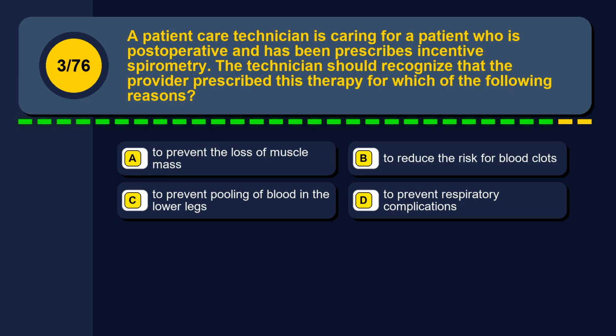Question 3. A patient care technician is caring for a patient who is postoperative and has been prescribed incentive spirometry. The technician should recognize that the provider prescribed this therapy for which of the following reasons? Option A. To prevent the loss of muscle mass. Option B. To reduce the risk for blood clots. Option C. To prevent pooling of blood in the lower legs. Option D. To prevent respiratory complications.